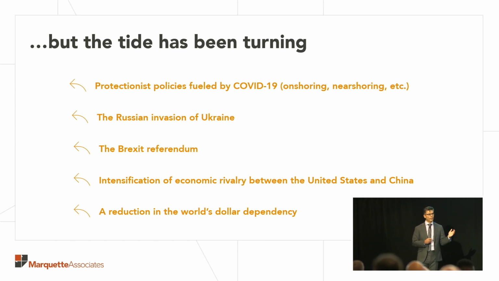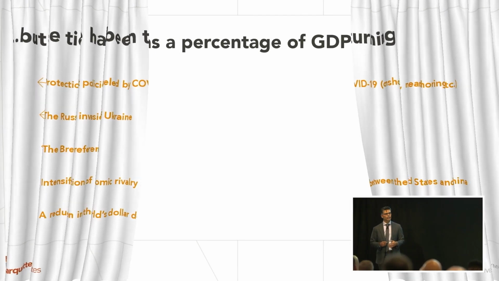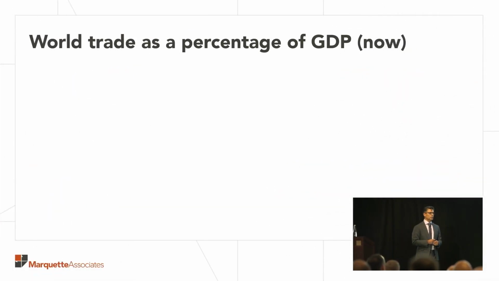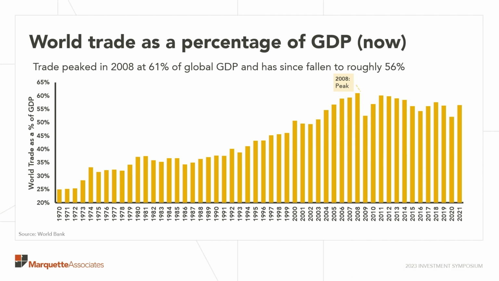So with this turning of tide, with these recent trends, let's go back to our key metric on globalization and get an update on global trade as a percentage of GDP. That number peaked in 2008 at 61% and has since fallen to 56% in the most recent reading of 2021.